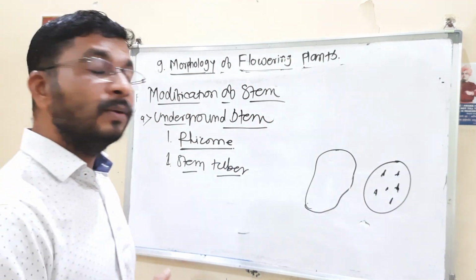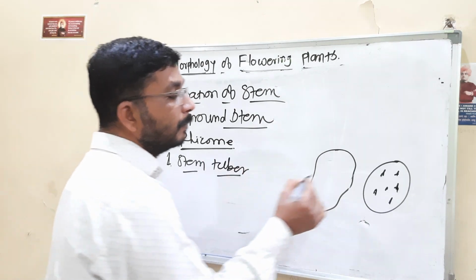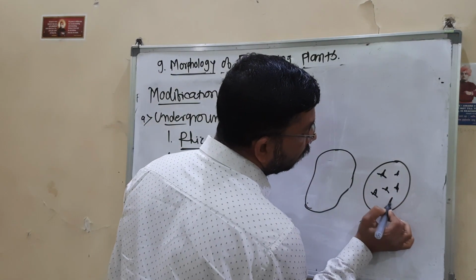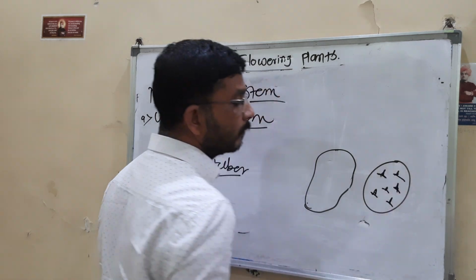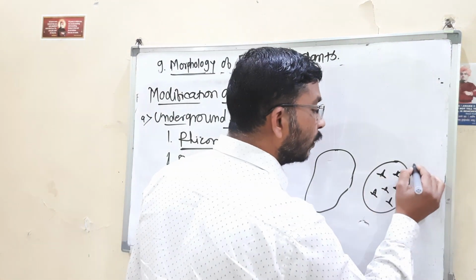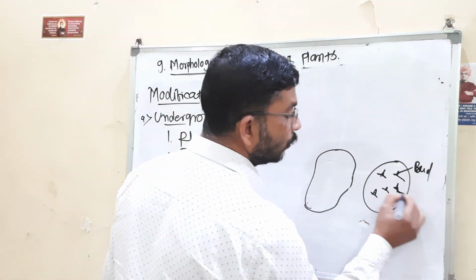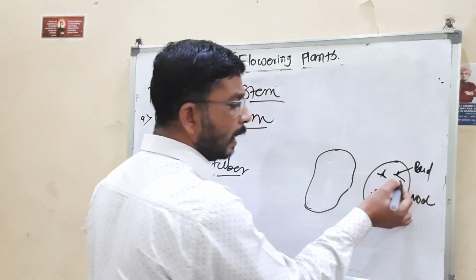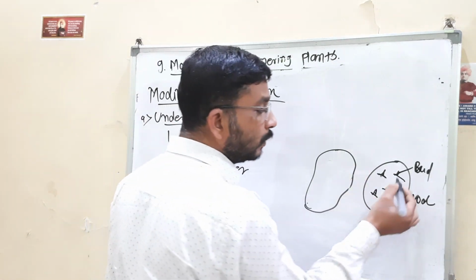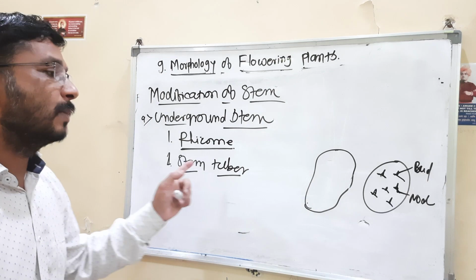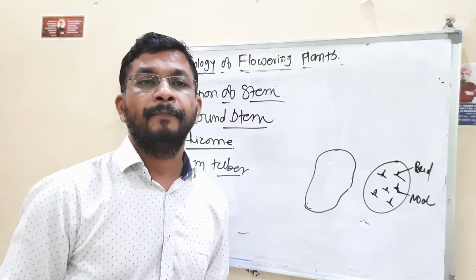Why do we call potato a stem tuber? Stem, because we found here, here, here, here, here and here these buds are present. Here is the nodal region also present. After regular intervals on the potato, we found this kind of structure. And the best example of stem tuber is potato.